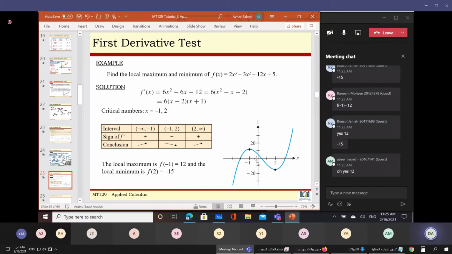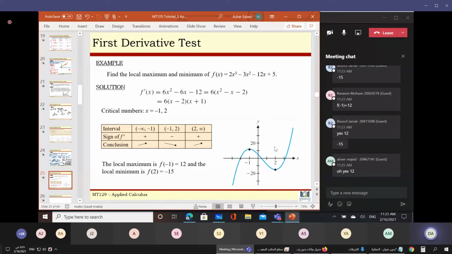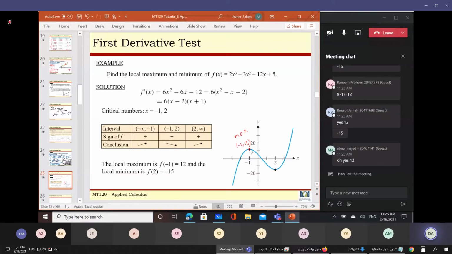Okay, notice here the graph of the function. I indicate the point. Notice here, this is minus 1, the first one, minus 1 and 12. Okay, this is the point minus 1 and 12. I said that it's a local maximum. So I begin here from minus infinity until this point with an increasing graph. Okay, if I reach here, I begin to decrease the function until this point, which is 2 and minus 15.